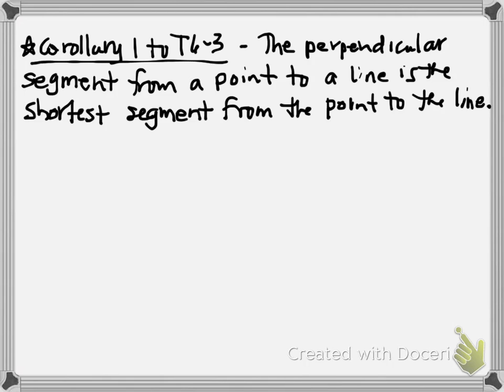Okay, so the perpendicular segment from a point to a line is the shortest segment from the point to the line. So we've got a line, we've got a point. Now I could draw all sorts of different lines from this one. I could go way over here. I could go like that. I could do kind of mirror images on the other side.